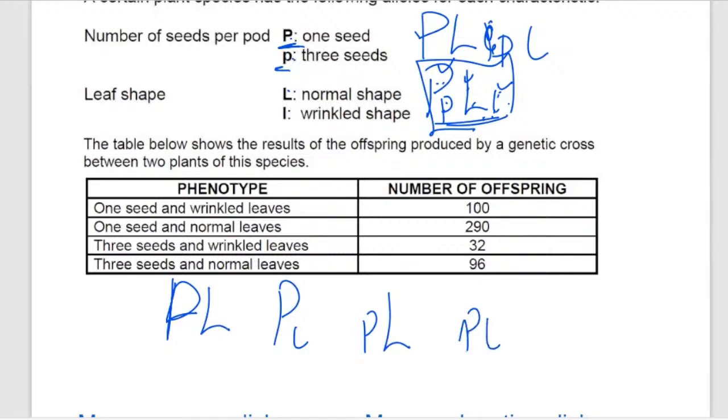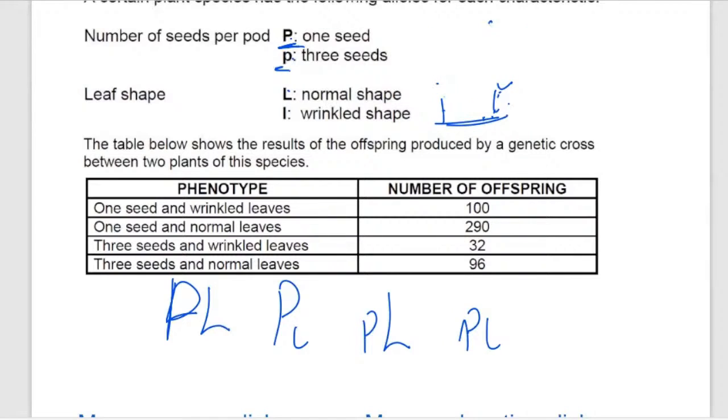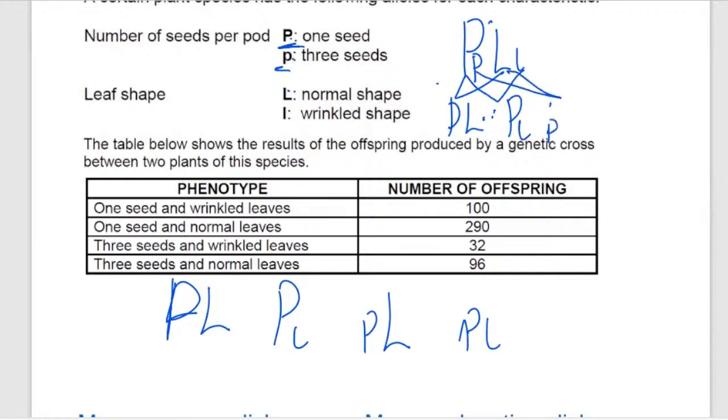Sometimes people do this, not as a cross: capital P, small p, capital P, small p, capital L, small l. So they cross capital P with capital L, then capital P with small l, then small p with capital L, and then small p with small l. Still, they form the same gametes. You understand? So at least you have done it.